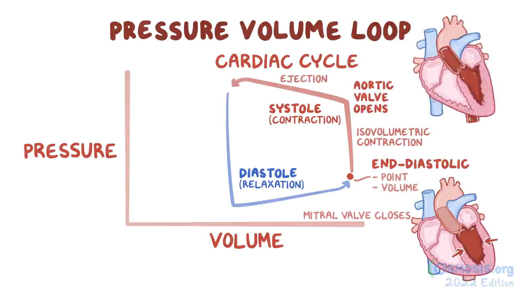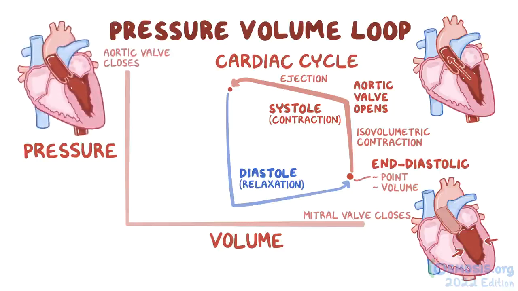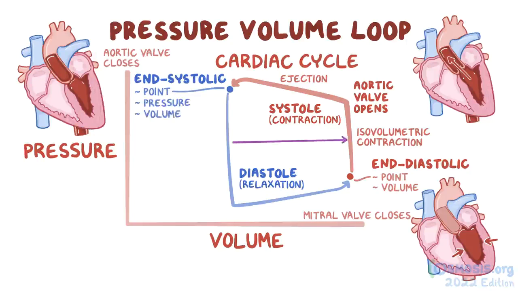During the ejection phase, blood from the left ventricle goes into the aorta, decreasing left ventricle volume. The left ventricle continues to contract, so ventricle pressure rises further, but then falls slightly. Finally, when aortic pressure exceeds left ventricle pressure, the aortic valve closes, marking the end of systole, or the end systolic point. At this point, left ventricle pressure is called end systolic pressure, and left ventricle volume is called end systolic volume. And the difference between end diastolic volume and end systolic volume is the stroke volume.